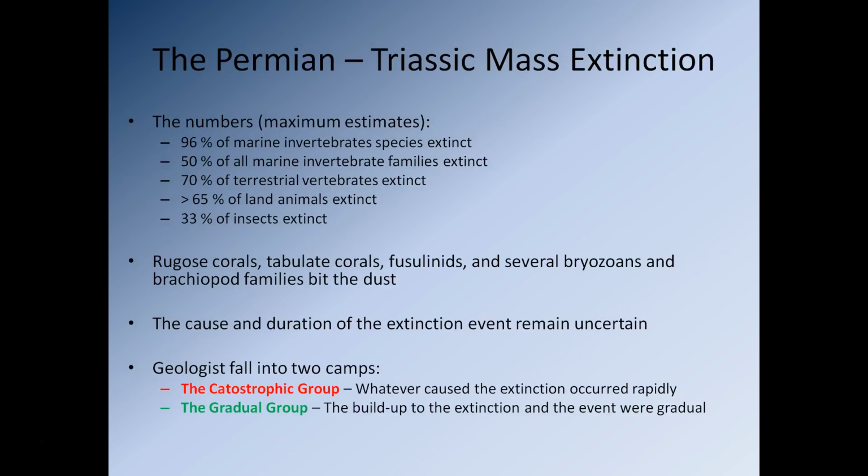Their argument is that whatever caused the mass extinction built up steadily over time until we reach this tipping point, this point of no return, at which point the main part of the extinction occurs, and the extinction itself is also quite a gradual event. So the catastrophic group say the extinction event happened very, very quickly, whereas the gradual group says no, the extinction event had a gradual build-up, and the extinction event itself was also quite gradual.